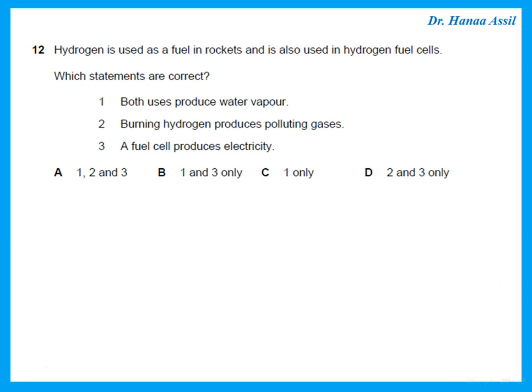Hydrogen is used as a fuel in rockets and is also used in hydrogen fuel cells. Now, which statements are correct? Both uses produce water vapor. Well, yes, when you burn hydrogen, it produces water vapor, and in the fuel cell also you're reacting hydrogen with oxygen. Now, burning hydrogen produces polluting gases? Actually, no, because when you burn hydrogen, all it gives is water. A fuel cell produces electricity? Yes, of course, so I want 1 and 3.